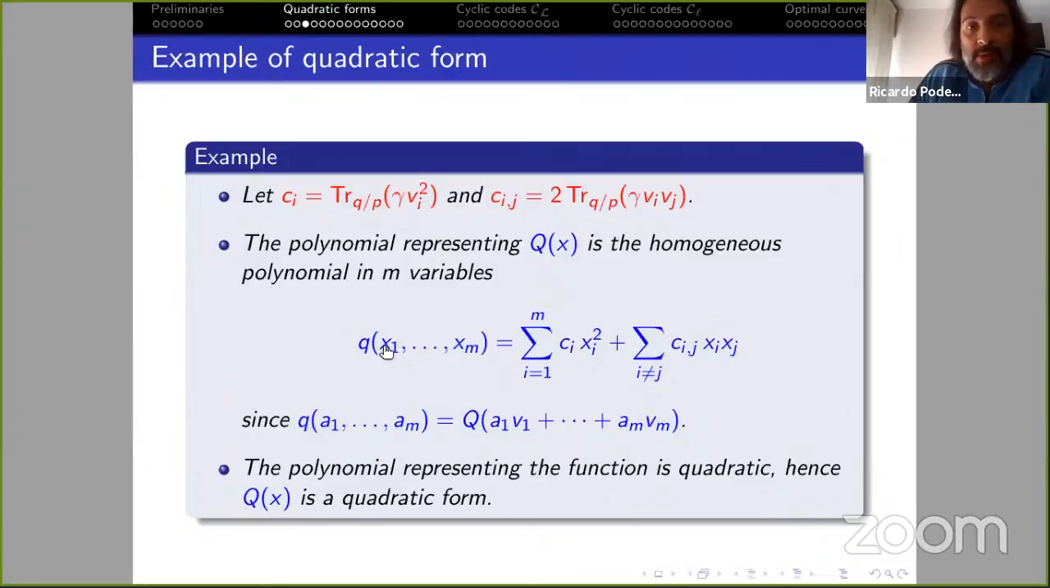Because if I evaluate this polynomial in a_1, ..., a_m, I get Q(x). So this polynomial representing the function is quadratic, you see, it's quadratic, homogeneous, and hence this is a quadratic form. This is the generalization.